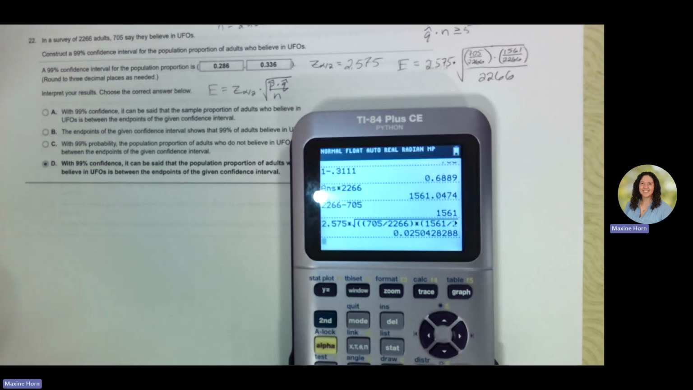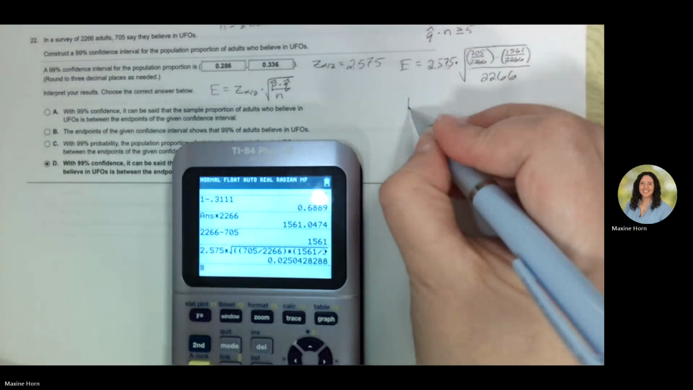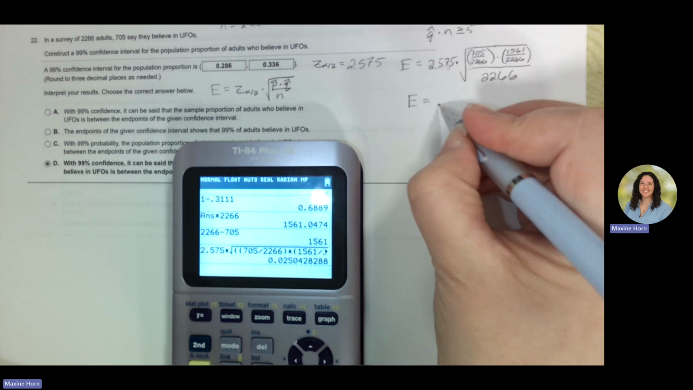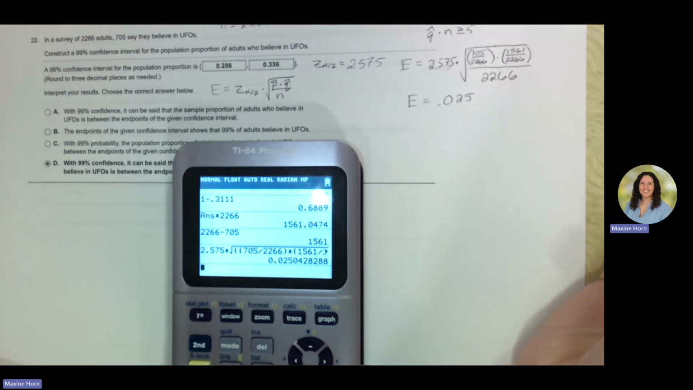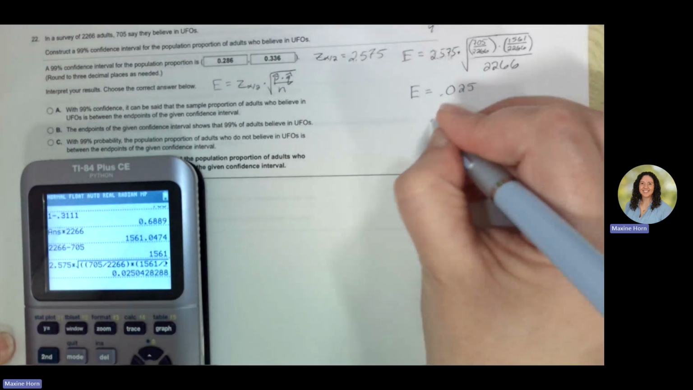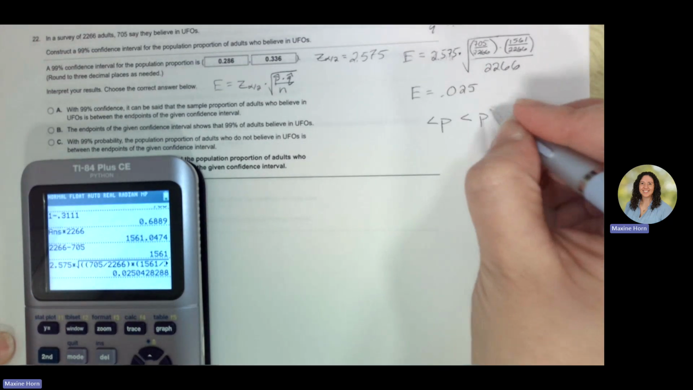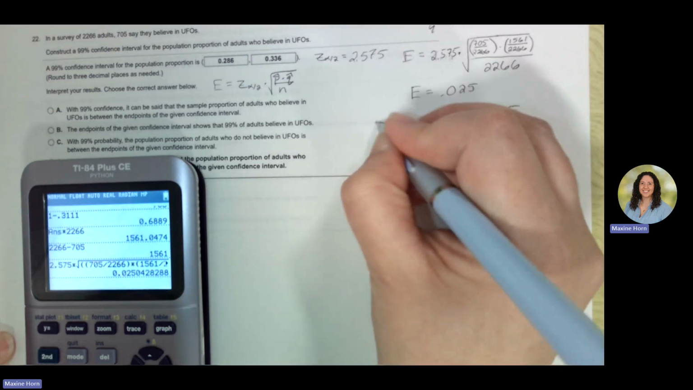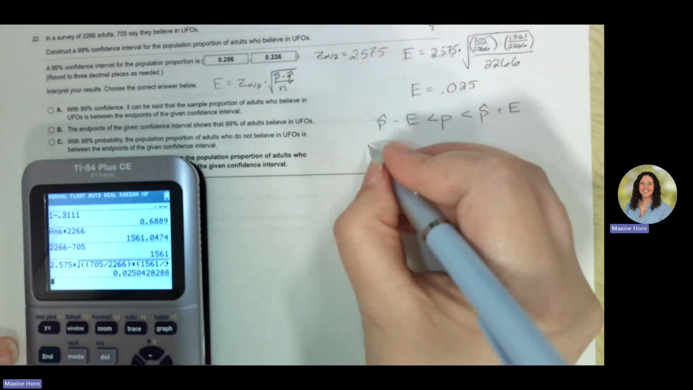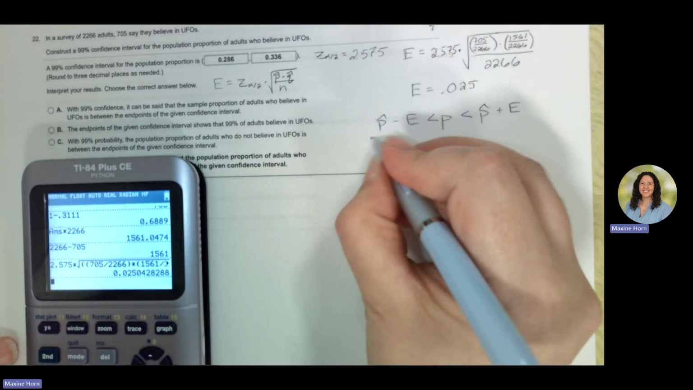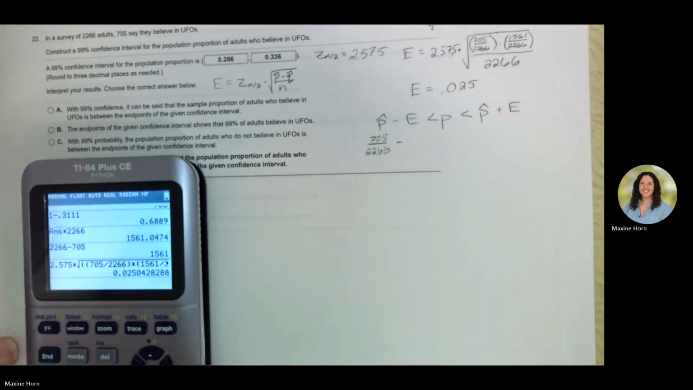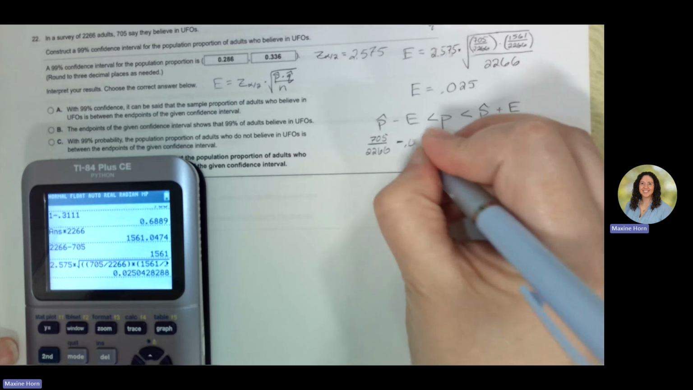Okay. So we're getting an error of 0.025. Okay. Now that I have the error, I can plug it in and say that my true population proportion is my sample proportion plus my error, my sample proportion minus my error. So my sample proportion was, I'm going to continue to use this fraction just so that I'm not rounding as much throughout.